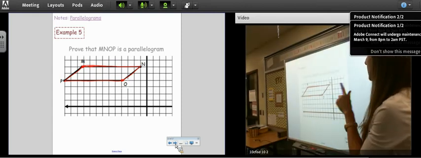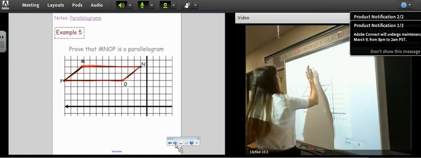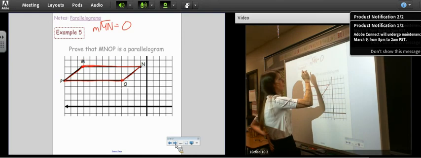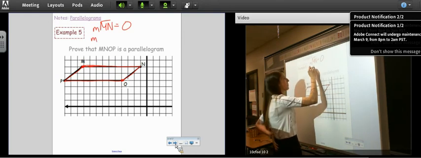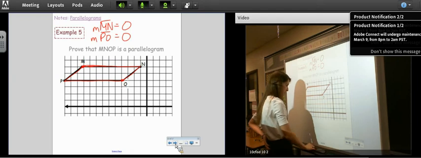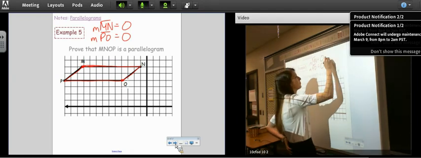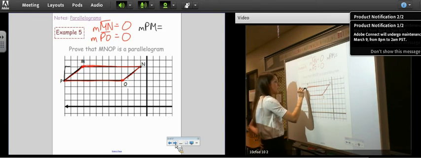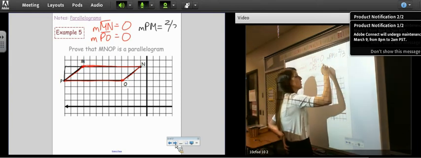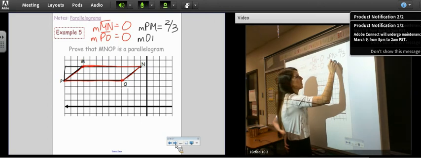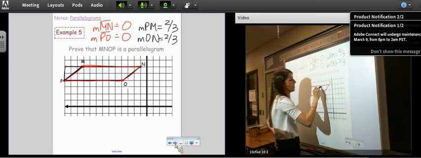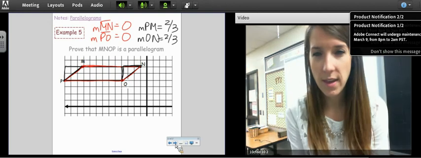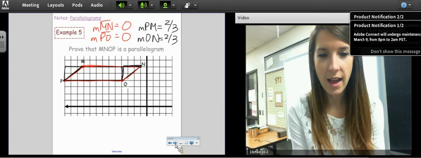Okay, very good. So what's the slope of MN? The slope of MN is 0. What's the slope of PO? It's 0. What's the slope of PM? Rise 2, run 1, 2, 3. 2/3. What's the slope of ON? 2/3. Rise 2, run 3. So now we have proved that it's a parallelogram by showing that opposite sides are parallel, because parallel lines have the same slope.